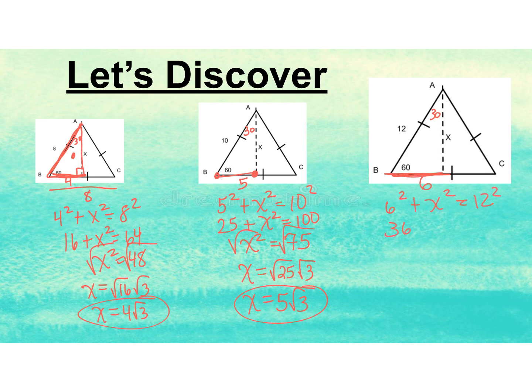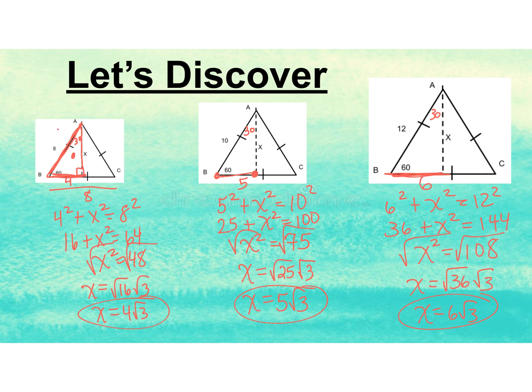And we have 36 plus x squared equals 144. So x squared equals 108. And that has a perfect 36 in it. So it's 36 times the square root of 3. Therefore, x is 6 root 3. Let's see what we notice.